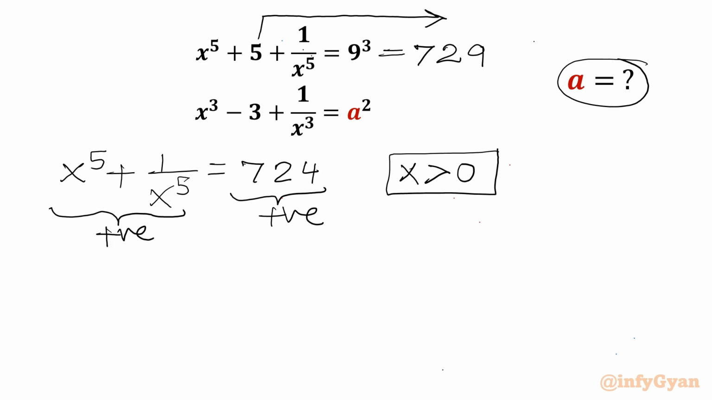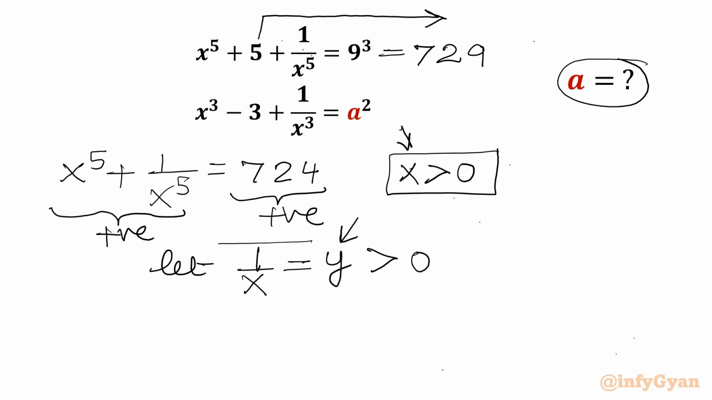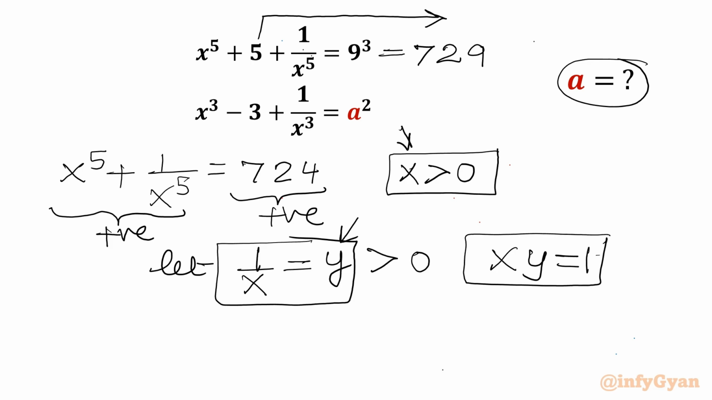Now I will consider our substitution. Let us call 1/x = y. Once x is positive, y will be positive. Now this is our substitution. So from this substitution I can write xy = 1, and this I will call equation number 1.